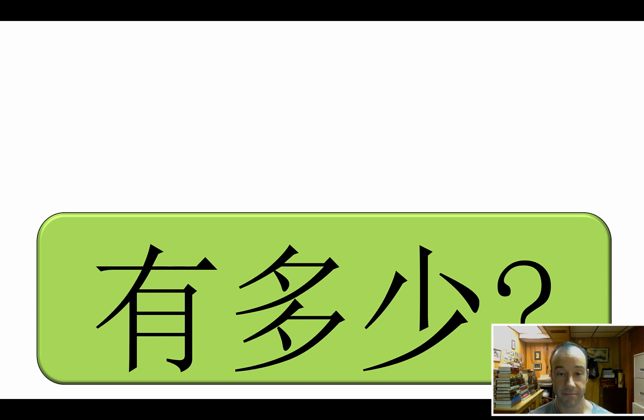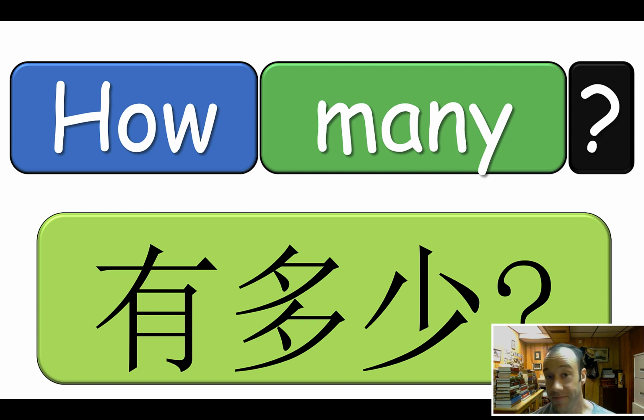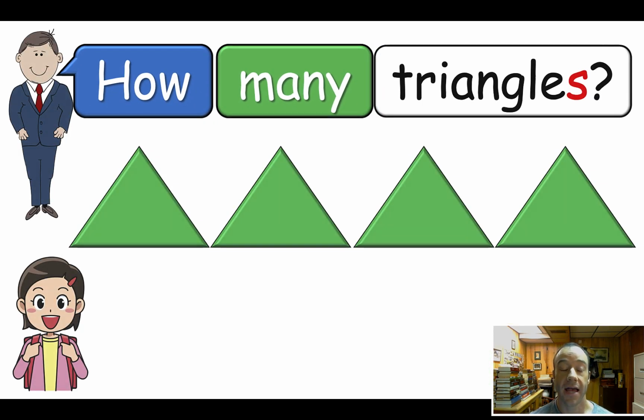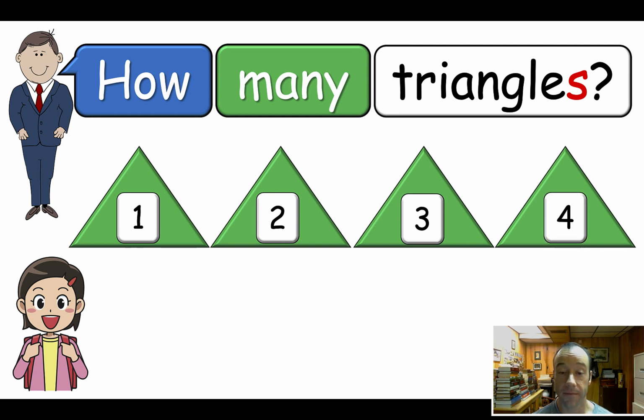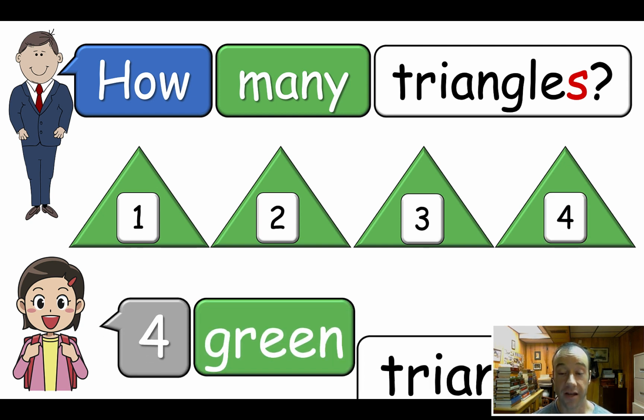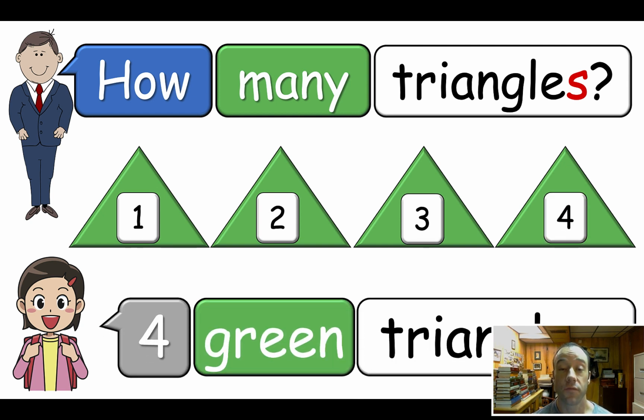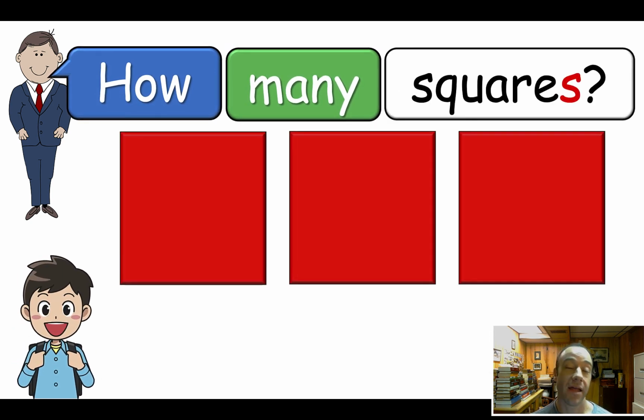But again, you can either teach it here, or if you already taught that lesson, this is a great review for them. Okay, so how many? How many triangles? You can have the whole class say it, then count together. 1, 2, 3, 4. 4 green triangles. How many squares?